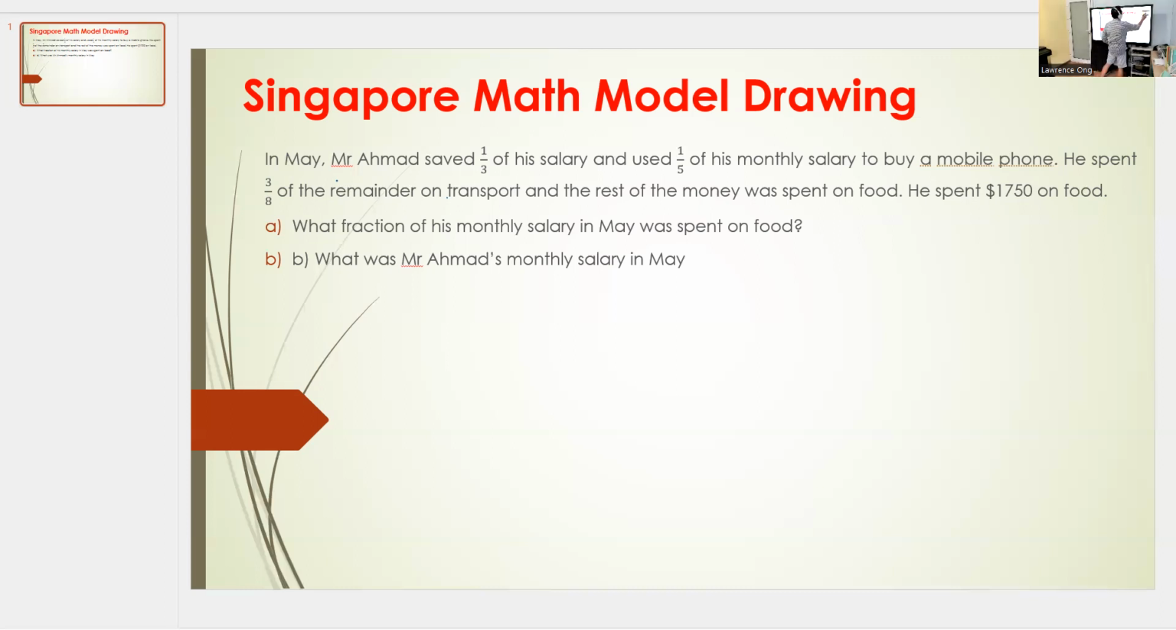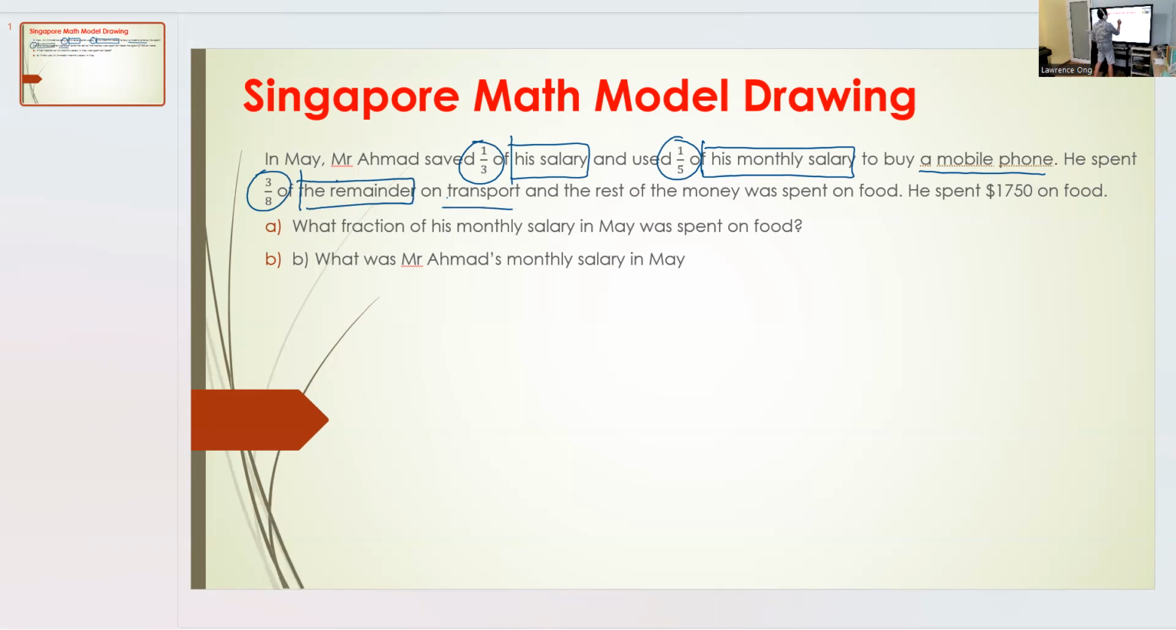Now, in May, Mr. Ahmad saved one third of his salary. So there is a fraction here, one third of his salary, and he used one fifth of his monthly salary to buy a mobile phone. And he spent 3 over 8 of the remainder on transport. And the rest of the money was spent on food, and he spent $1,750 on food. So what fraction of his monthly salary was spent on food? And what was Mr. Ahmad's monthly salary?